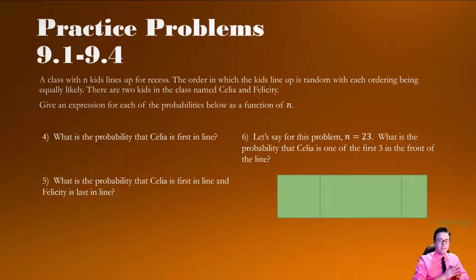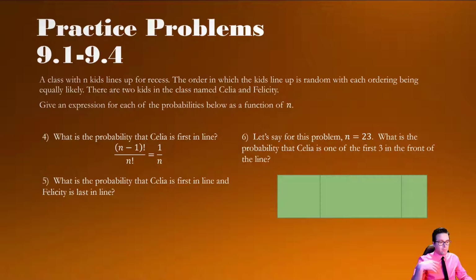For the event space, thinking about all the instances where Celia is first in line, we have Celia in the first spot, so that's one choice. There's no other choices for that spot. And then there is N minus 1, because we're pulling from the N amount of students, right? And Celia is already chosen, so we have N minus 1. Then there's N minus 2, N minus 3, so on and so forth down. So the event space is N minus 1 factorial, sorry. So N minus 1 factorial over N factorial equals 1 over N. And that simplification will make more sense when we talk about number 5.